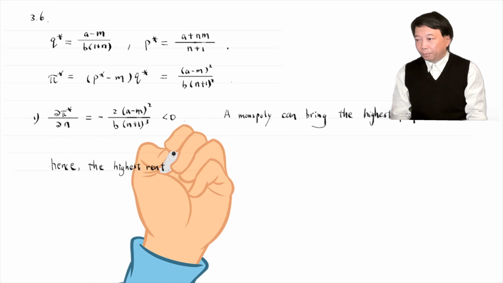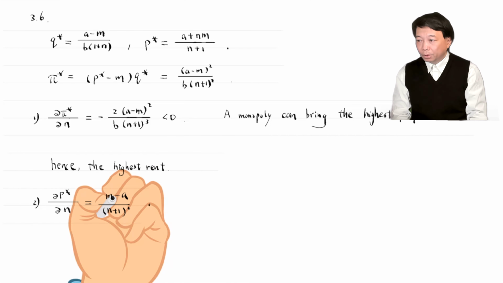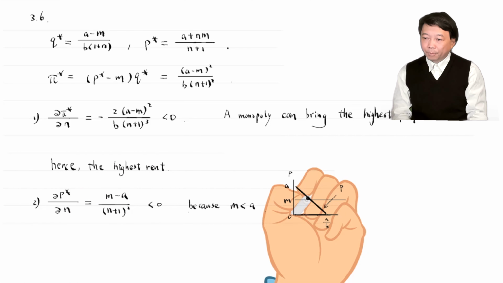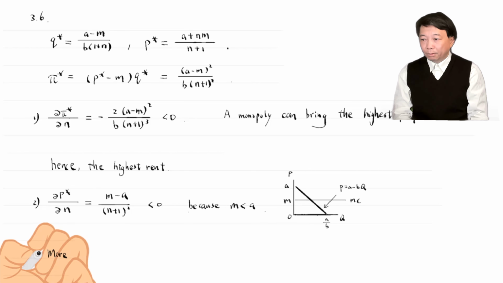The partial derivative of the equilibrium price with respect to the number of stores is also negative. More stores lead to a lower price, so students welcome more stores.